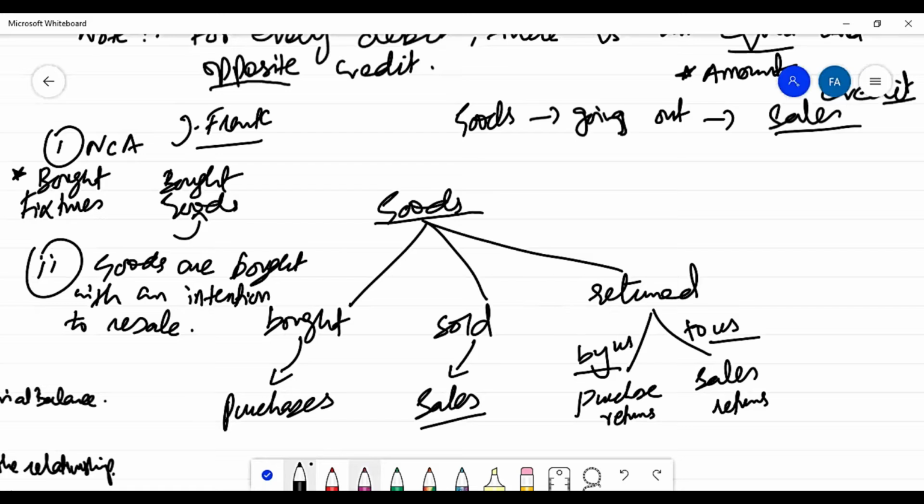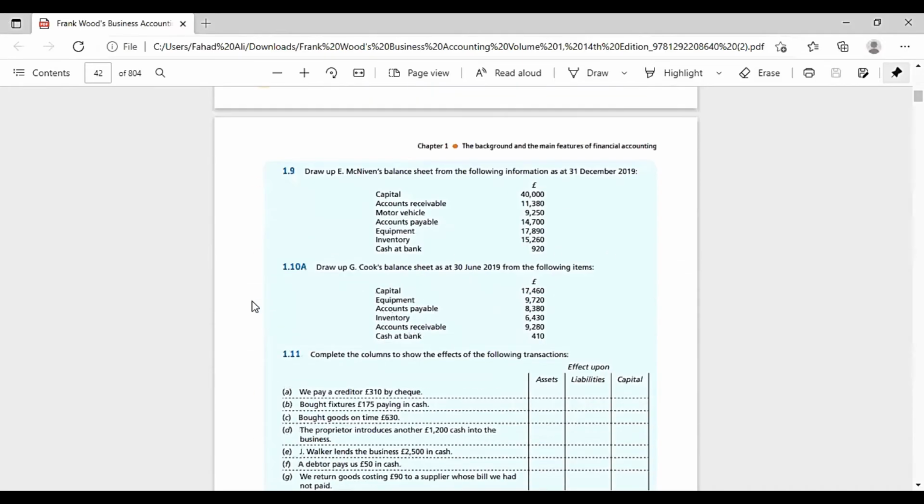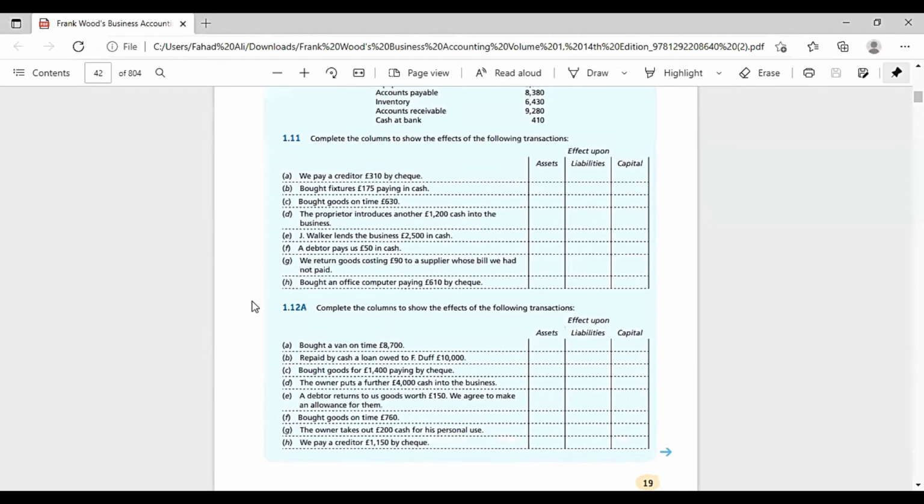Do you have the book with yourself? So we can open chapter number 1. Can you screen share it? Okay, I am screen sharing it.